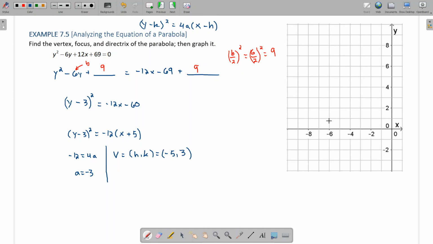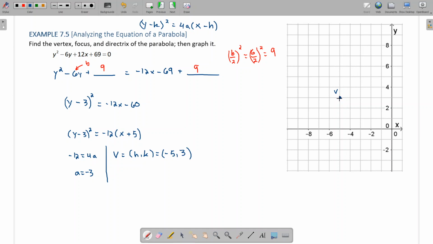Okay, so let's go ahead and graph the vertex. We go 5 to the left and then up 3. That is our vertex. Since it is a y-squared problem, we know that it's going to be opening horizontally, and the a is negative, which means it's going to be opening to the left. So we're going this direction here.